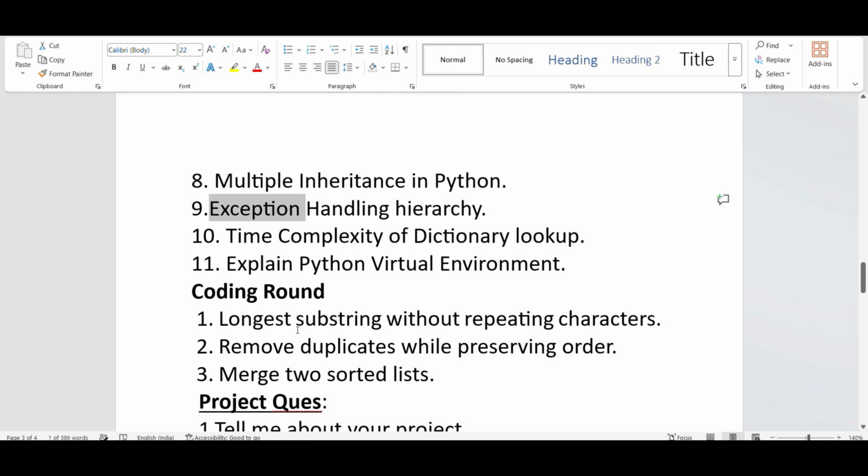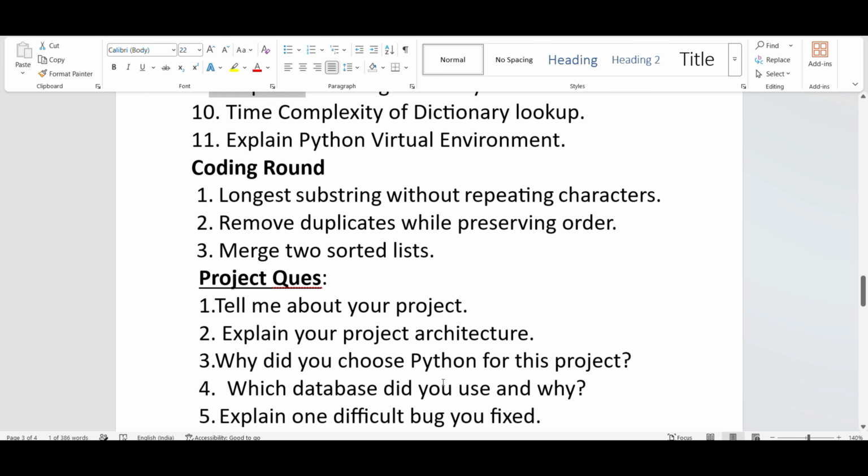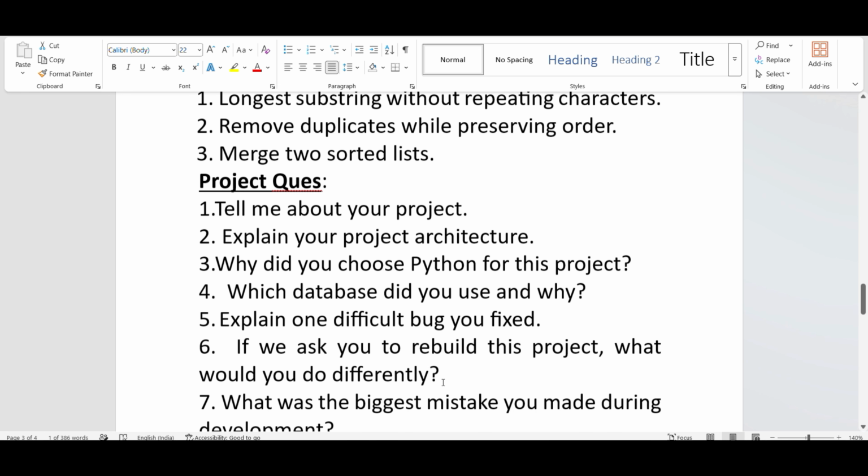First is longest substring without repeating characters. Second is remove duplicates while preserving order. Third is merge two sorted lists. Going to project questions. Project questions are also not easy here.